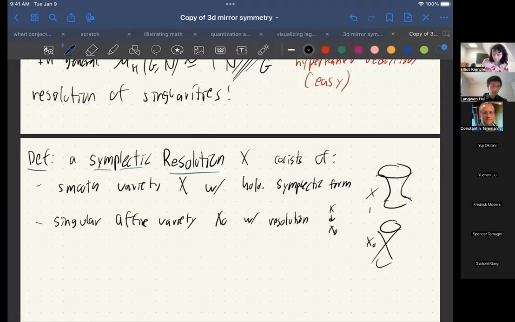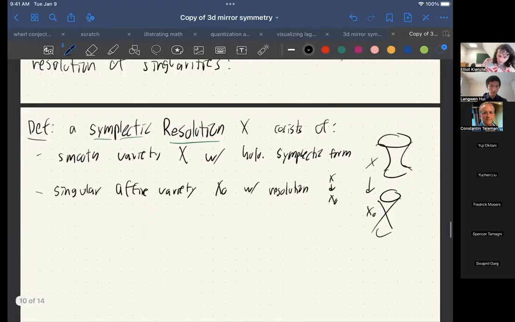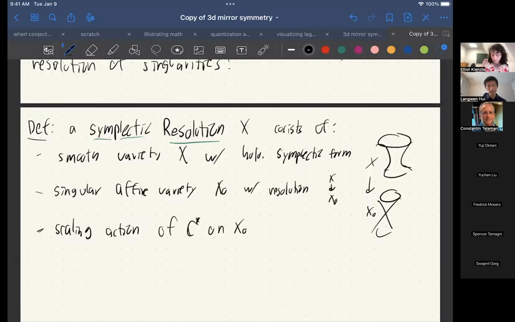Okay. So for a symplectic resolution, the keyword symplectic is that we actually have a symplectic form up top, which pushes down to a symplectic form everywhere except at the singularities. There's one more little bit of information that these have, which is a little hidden, but it's useful for getting structure out of this, which is that there's a scaling action of C* on this singular variety, which is to say that it's conical.